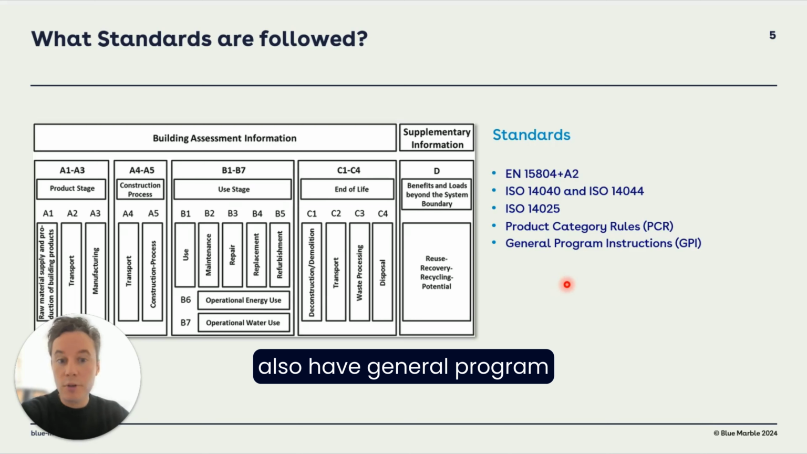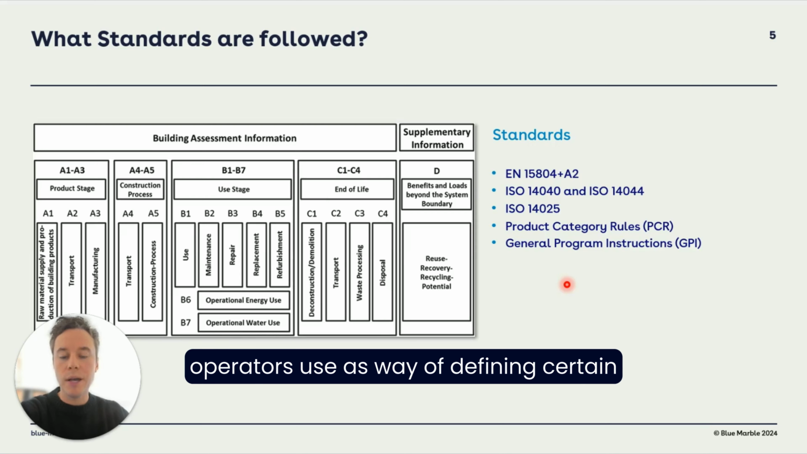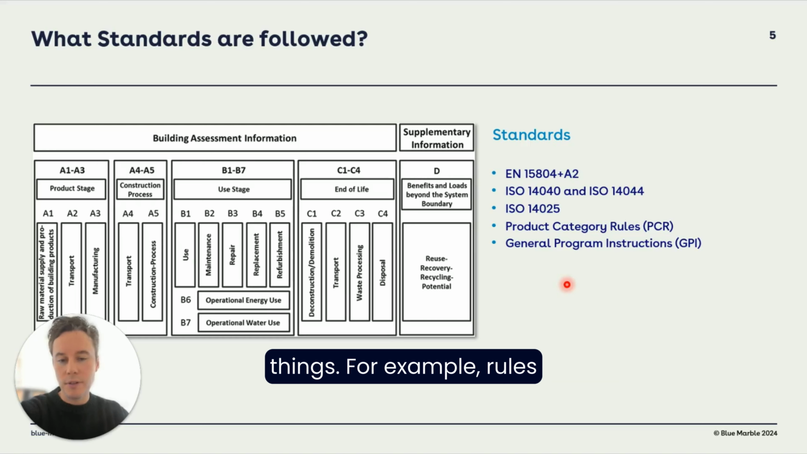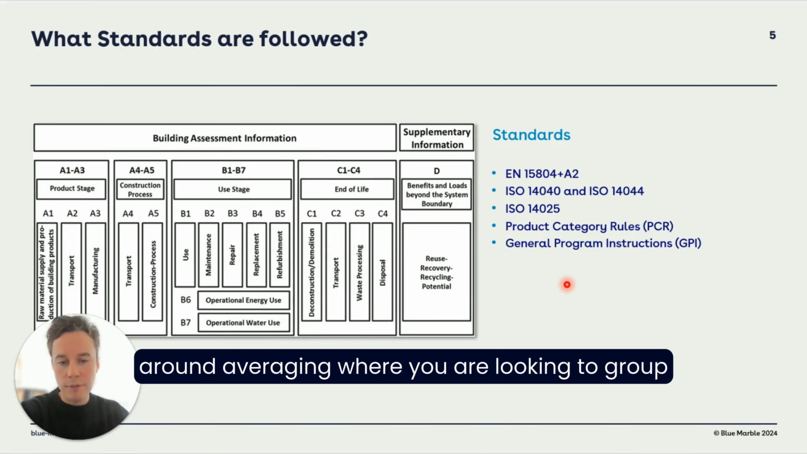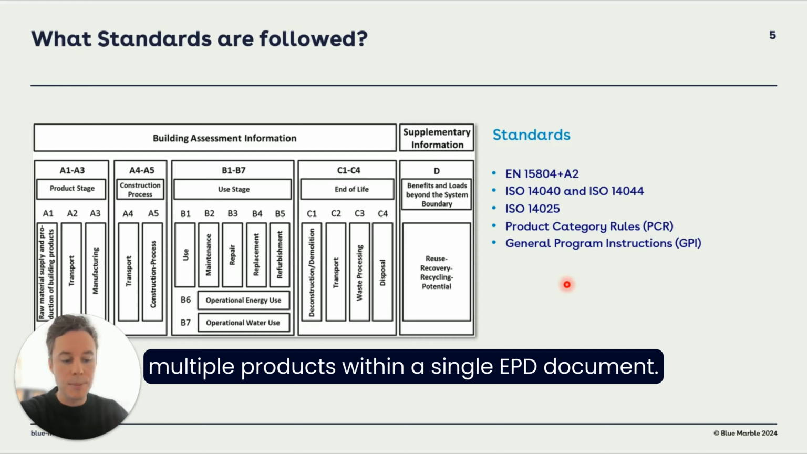You also have general program instructions, which program operators use as a way of defining certain things. For example, rules around averaging, where you are looking to group multiple products within a single EPD document.